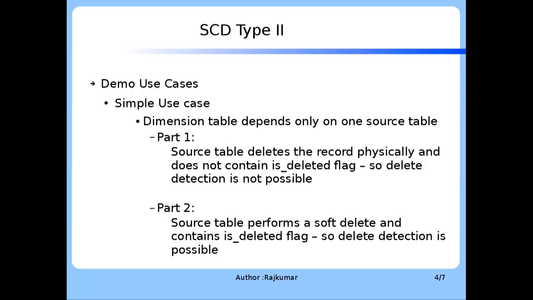This demo session on ACD Type 2 deals with simple use case part 2, where the dimension table depends on only one source table. The dimension table is named dimension staff soft delete and the source table is named staff soft delete. The source table in this case stores the person details working in a DVD rental store. The goal is to capture the changes in any of the staff attributes and retain the history of changes that have occurred in staff attributes in our target dimension table.